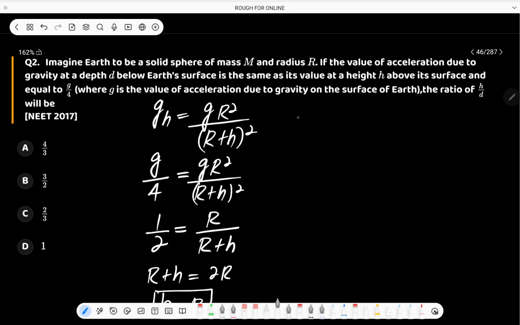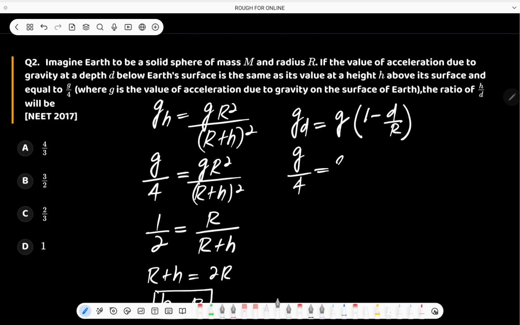Now let's put the equation for this g_d. What is the acceleration due to gravity at depth d? Acceleration due to gravity at depth d becomes g multiplied by 1 minus d by R. Again it's given that it's equal to g divided by 4. So let it be g by 4 equals g multiplied by 1 minus d by R. This g and g will cancel. 1 by 4 comes out to be 1 minus d by R.